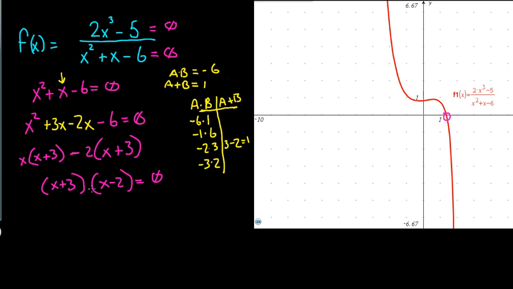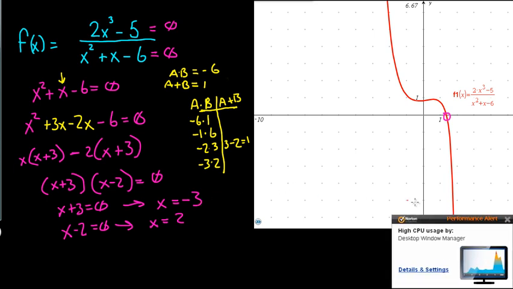So anyways, but we've got this factored, and so you say x plus 3 equals 0, which means x equals a negative 3, and then you also say x minus 2 equals 0, which means x equals 2. So now you have your two numbers, a negative 3 and a 2, and this is where the function is going to be undefined, which means every number besides these two numbers of the function are all real numbers.